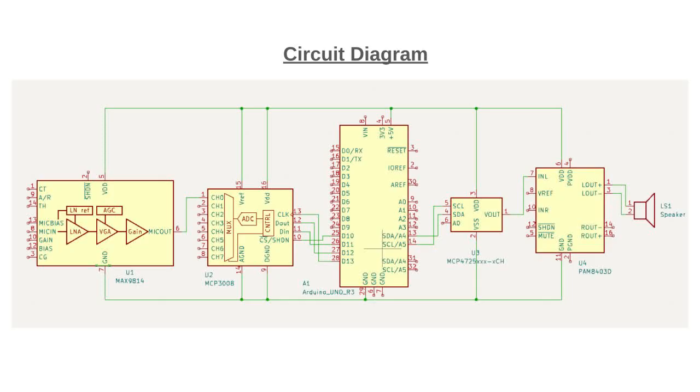The next component is the MCP 4725, which is a 12-bit digital to analog converter. It converts the digital signal from the microcontroller back to analog format. Afterwards, the PAM8403 is used, which is an audio amplifier used to amplify the sound. The last one is a 4 ohm 2-watt speaker, which is used for the final output of the amplified audio signal. This sequence reflects the logical flow of audio input, processing, conversion, amplification, and output in the system. Now, my friend Anurag will explain how the code works.